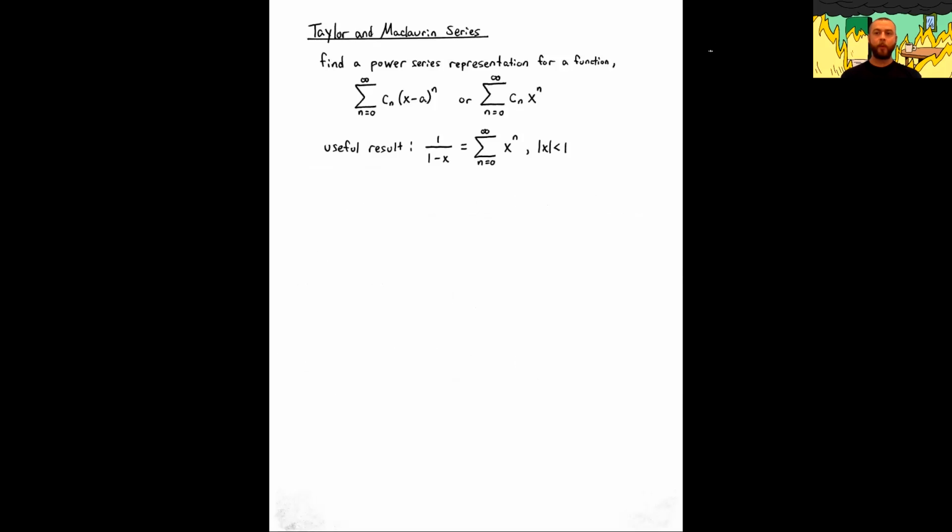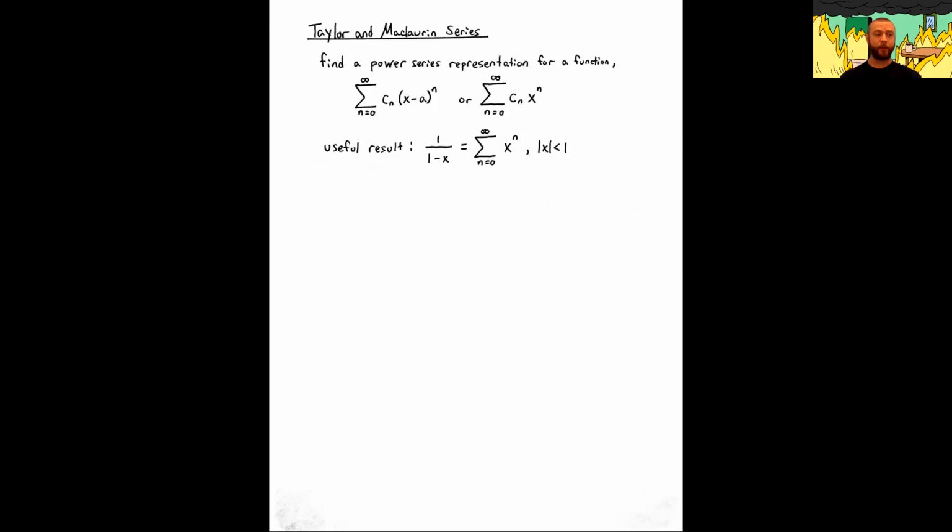All right, if we think back to what we were talking about in the previous lecture, we were trying to find power series representations for functions. And we could do this either for a power series representation in powers of x minus a, if we're looking for a version centered at x equal a, some non-zero value, or we can find a power series representation in powers of x centered at 0.